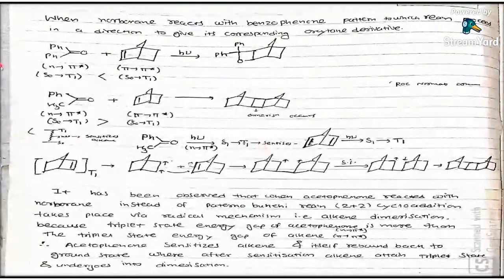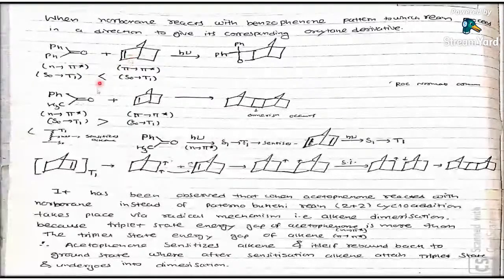Now, when we talk about benzophenone, that is PhC=O, when it reacts with norbornene, it gives us the oxetane derivative product. Here, in this case, the n to pi star energy gap is less than the pi to pi star energy gap for the alkene.